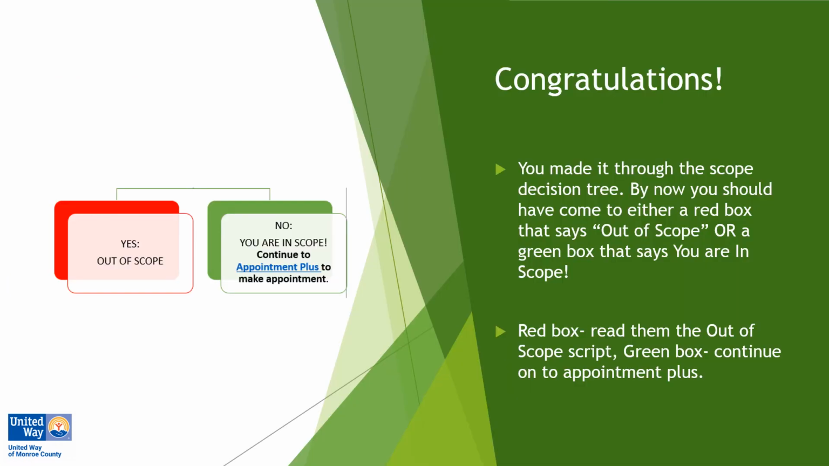We've made it to the end of the tree. Now you should have come to either a red box that says out of scope or a green box that says you are in scope. So at any point, if you get to a red out of scope box, you're going to read them the script that says what to say when you come to an out of scope. And green boxes, you're going to click on that link and head straight over to Appointment Plus.